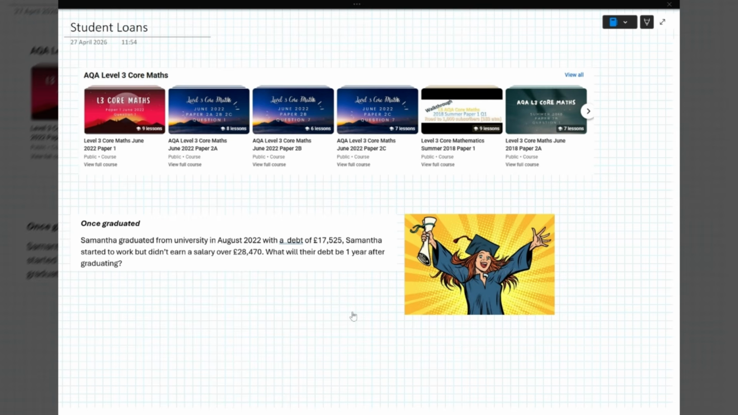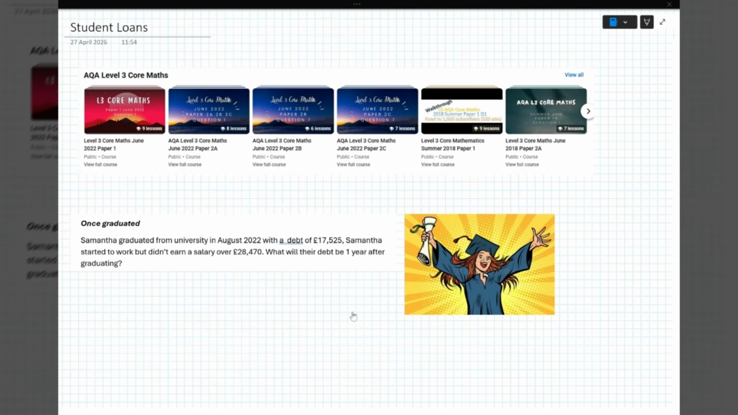Okay, so our first few questions focus on once graduated, and that determines what's going to happen with the salaries. So once you've graduated, it says after graduating, the interest rate on the student loan is usually set at RPI plus anything from 0 to 3%, depending on your earnings. So if you earn less than 28,470, the interest rate is just RPI. Anything above that is RPI plus a percentage of up to 3%. This added percentage will start low and then rise in line with whatever you're earning.